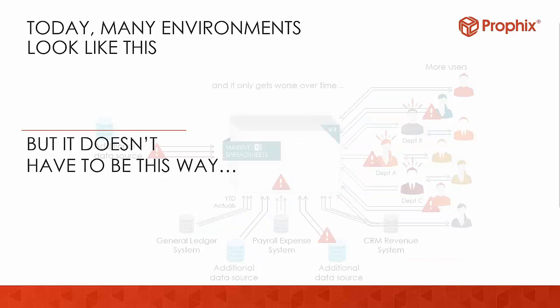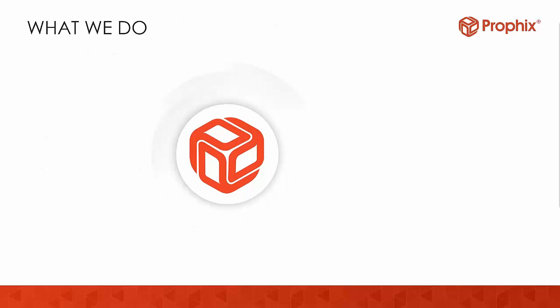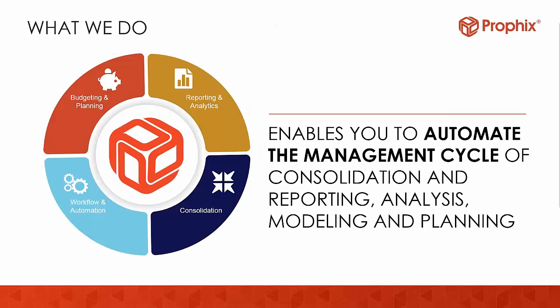So actually it doesn't have to be this way. So what we do at Profix is we automate the management cycle of the consolidation, so aggregating all your different numbers from all of your different departments. We also automate the reporting, so not only your actuals being pulled into Profix, but all your plan numbers are being saved down from your individual owners. That way you could look at different variances, you could do very thorough analysis, and you could do very detailed modeling and planning for your outlook going forward.